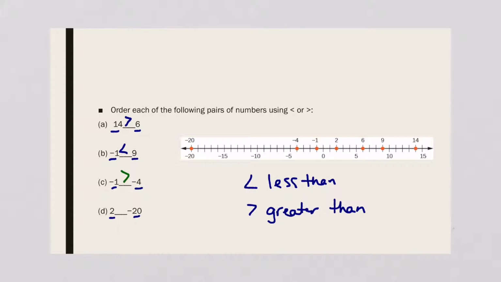Okay, so let's take a look at 2 and negative 20. Here is 2, and here is negative 20. They're kind of far away from each other on this number line, but still, positive 2 is greater than negative 20. Even though 20 is a big number, it's still in the negative section. So 2 is greater than negative 20.